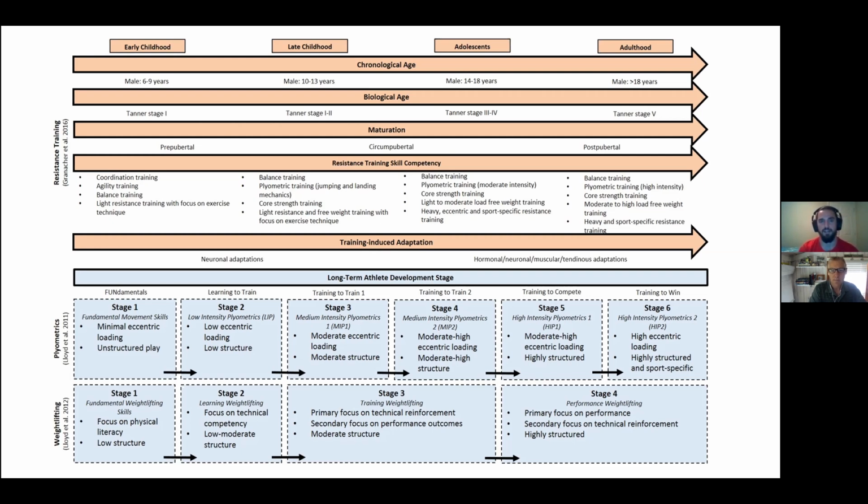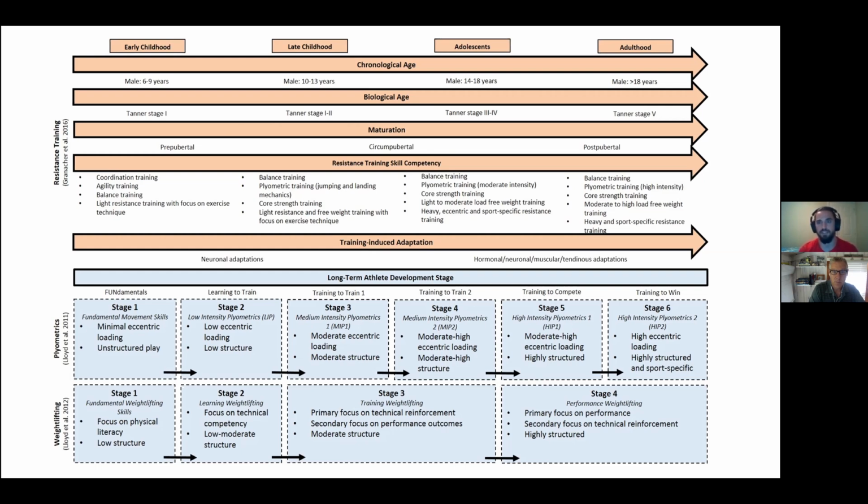So I think keeping that in perspective and knowing, as an average maturing athlete or someone that is developing properly according to their age, this is just a suggested progression you could use. But then you'll notice here with the resistance training competency and some of the exercises it has there, things like balance training and core strength training are something that's emphasized throughout.